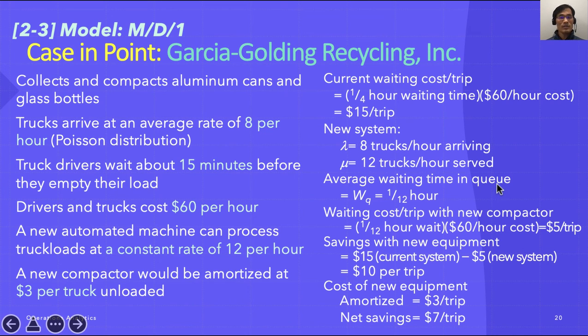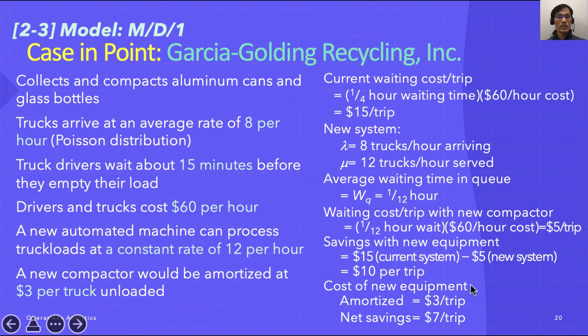And the average waiting time in the queue, if we use that formula from the previous passage, then WQ equals 1 over 12 hour. So that's given there. And the waiting cost per trip with a new compactor will be 1 over 12 hour times $60 per hour. Then it gives about $5. And the savings with the new equipment would be, it used to cost $15 per trip, now only $5 per trip, and that's $10 per trip of savings that we have.